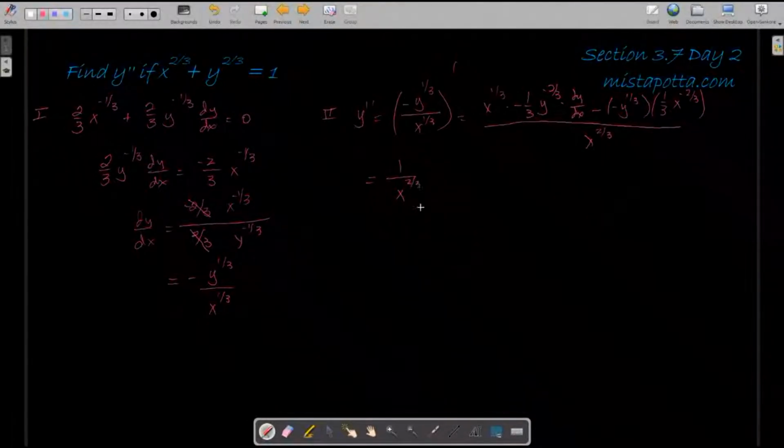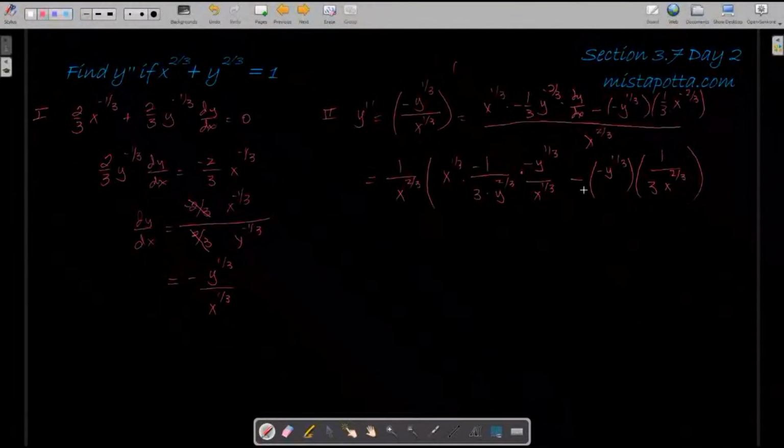And as I did before, I'm going to write that denominator in front because I want to deal with the rest of this algebraically. So I'm going to have x to the 1/3 times negative 1 over 3 times y to the 2/3, because that 2/3 makes the y go in the denominator, dy/dx. But dy/dx is this fraction here, negative y to the 1/3 over x to the 1/3. And some magic is going to happen there. Minus, here I've got negative y to the 1/3 times 1 over 3x to the 2/3.